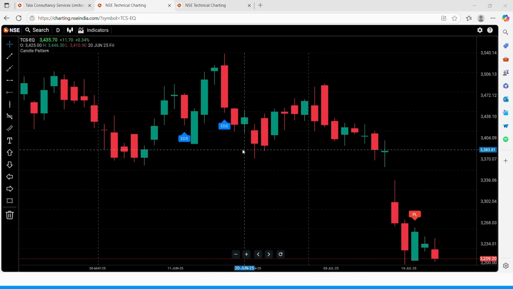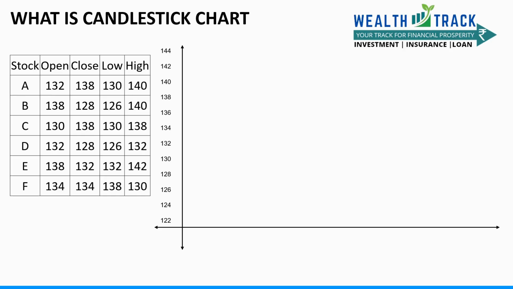So let me take you back to the PowerPoint presentation where we will see how this chart gets constructed. To make understanding of how this chart gets constructed easier, I have taken stocks, namely A, B, C, D, E, F, actually 6 stocks. For each of these I have taken the opening price, the closing price, and also the day high and day low. A candlestick chart can be drawn for 1 hour, 1 day, and that is called the time period. Here the candlestick chart that we are going to draw is for 1 day.